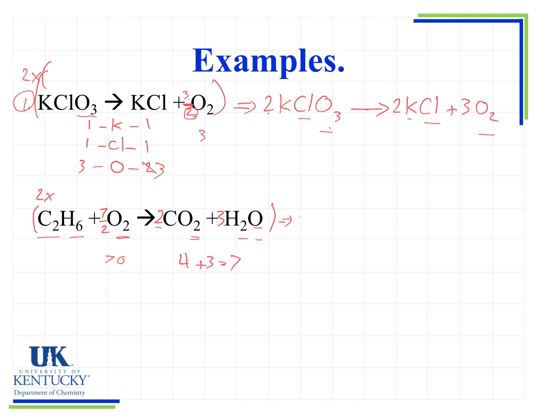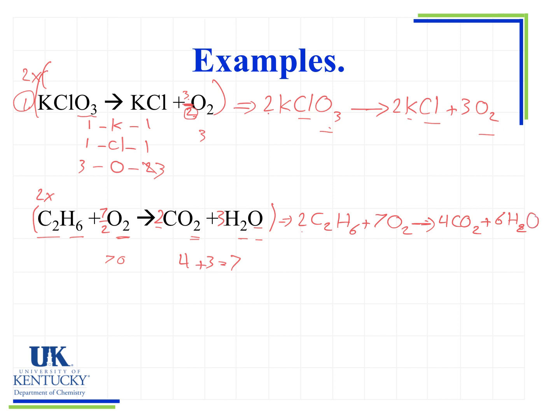So the balanced equation is 2C2H6 plus 7O2 gives you 4CO2 plus 6H2O. Okay, that's the balanced chemical equation.